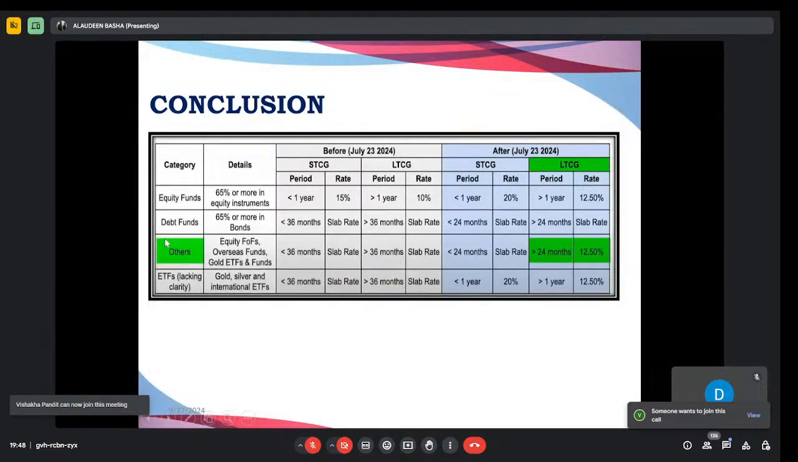And the third one is others. Others means equities, gold, silver, or some basic funds. These kinds of exchange traded funds. ETF means exchange traded fund.